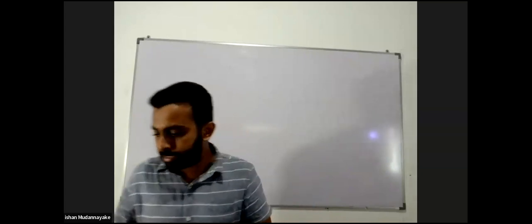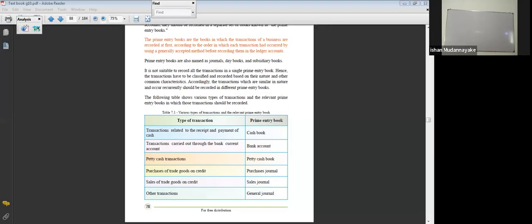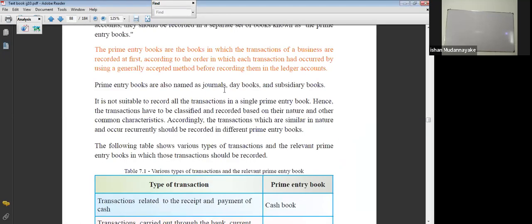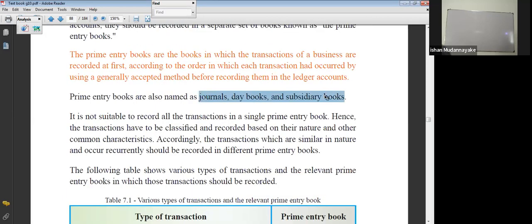Okay, last time we discussed something regarding primary books. What are the different names that we can use to introduce a primary book? Page number 78, grade 10 textbook: journals, day books, subsidiary books. These are some of the names that we can use to introduce a primary book.